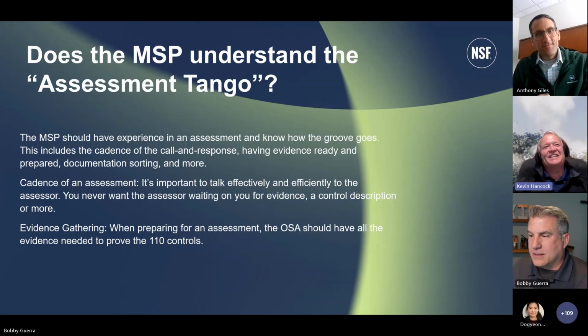I think it is that exchange of information, right? It's what does this assessor expect from me? And what do I expect from them? How are we going to meet in the middle, if you will?